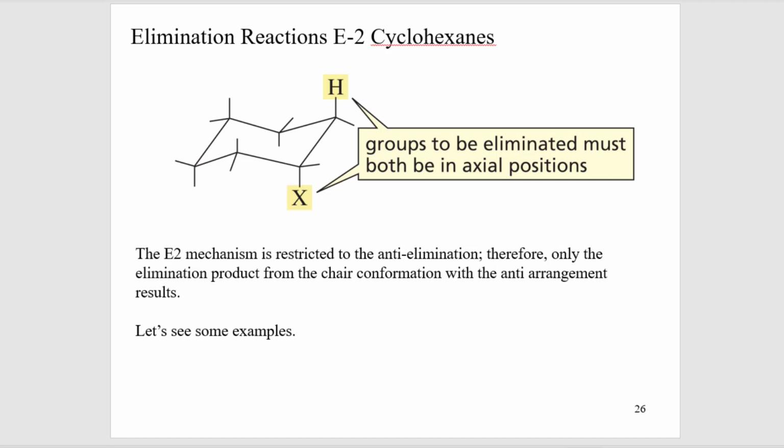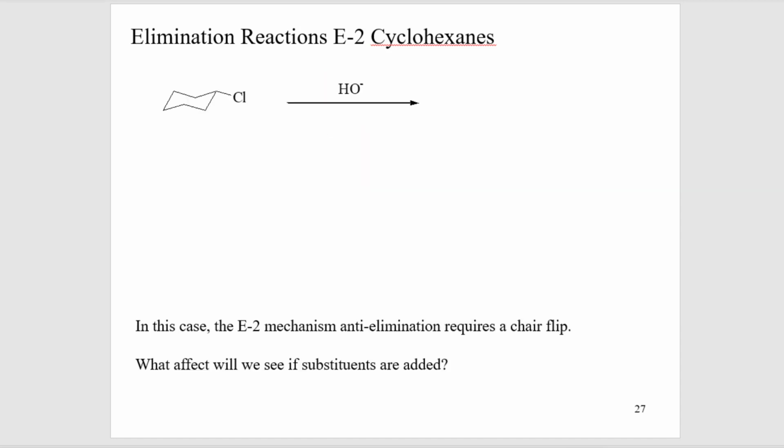You also want to be careful when you're looking at cyclohexanes. Cyclohexanes also have to have the leaving group and the hydrogen anti-coplanar. And the only way that you can do that is for them to be axial up, axial down next to each other. Let's look at some examples.